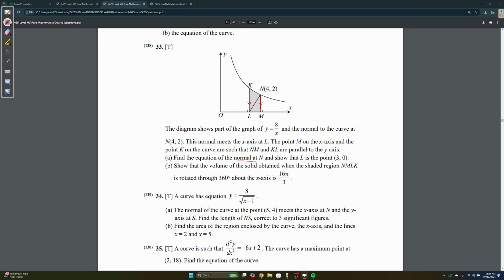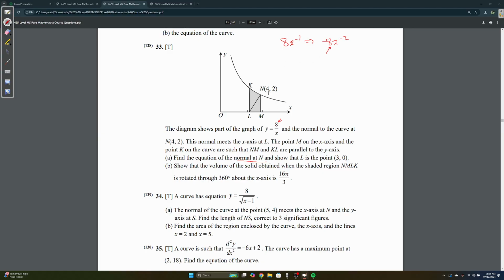So they want this normal over here, right? The one that makes a right angle with the curve, which is extremely easy to find. We have the equation of the curve. So let's derive and find the slope. 8 over x is the same as 8x to the minus 1. Its derivative will be minus 8x to the power of minus 2, right? So this is my derivative.